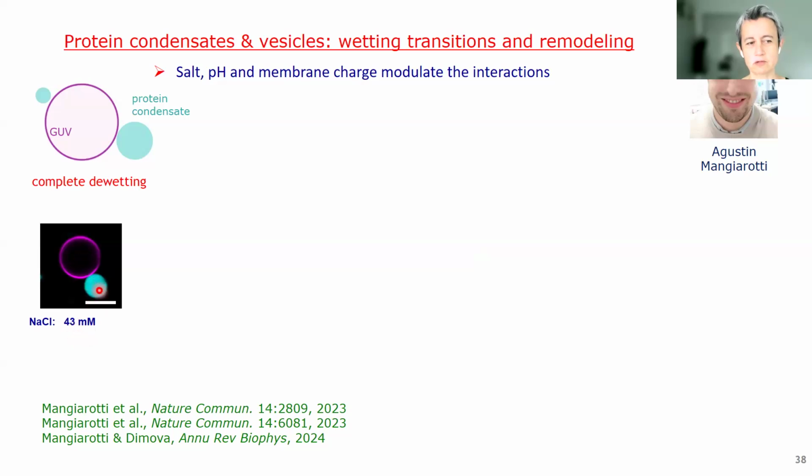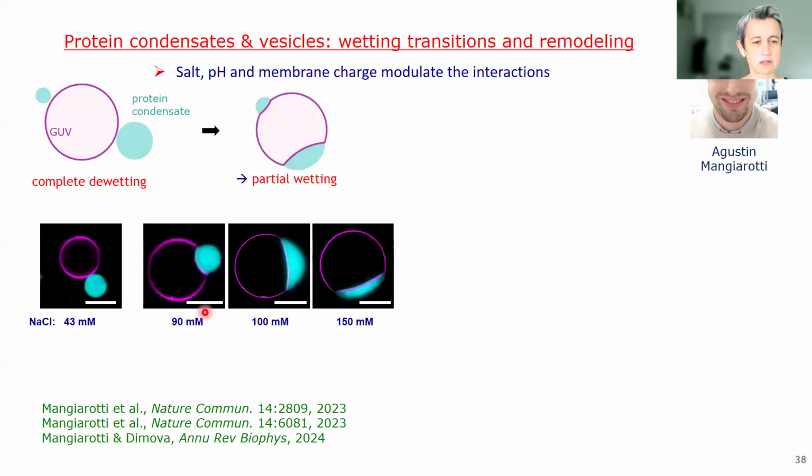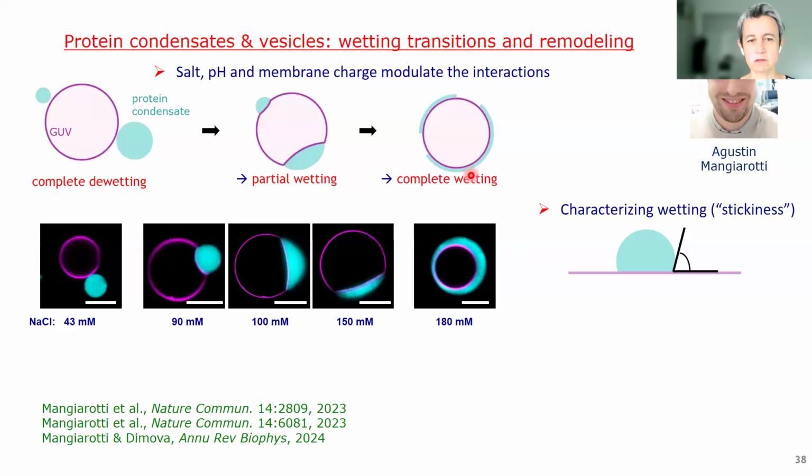At low salt concentration, they don't seem to like each other, but if you increase the salt, or if you can also play with the membrane charge, you can modulate that and go from complete dewetting to partial wetting, and to even complete wetting when the droplets want to fully spread on the surface.